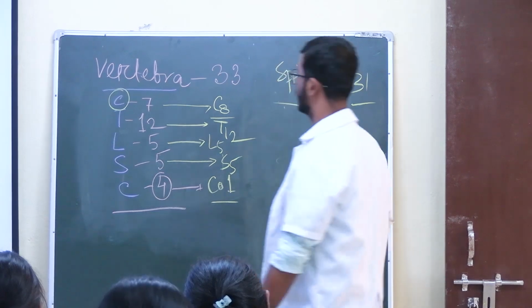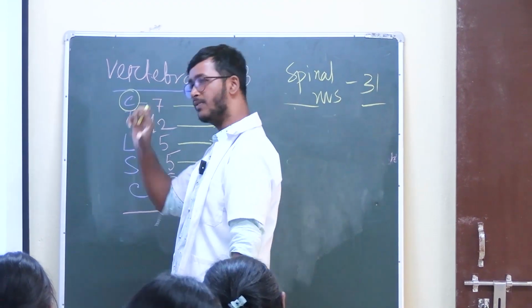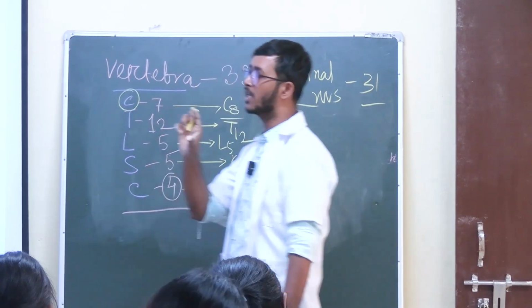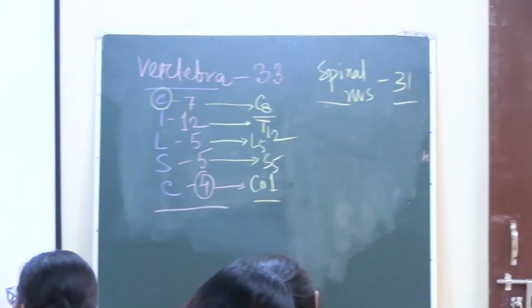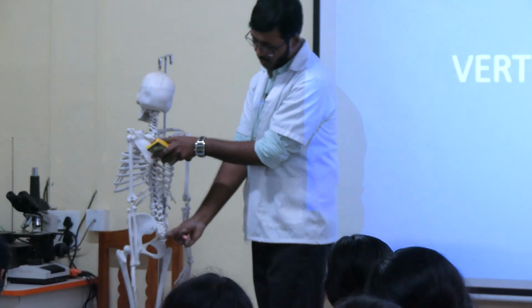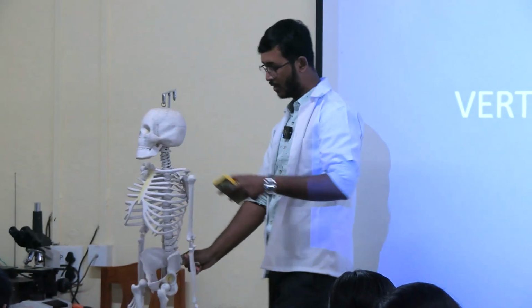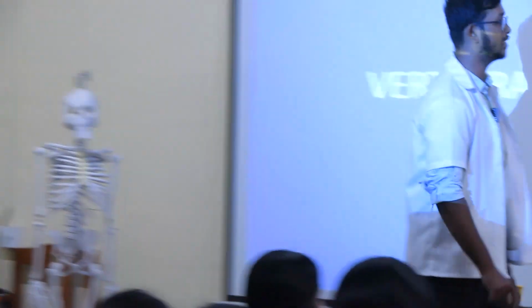Because the coccyx gets fused, these 4 coccygeal vertebrae get fused together and form a single bone, as we can see in this vertebral column also. See, this is the coccyx. These 4 bones have fused together to form a single coccyx bone. So through it passes only 1 coccygeal nerve.